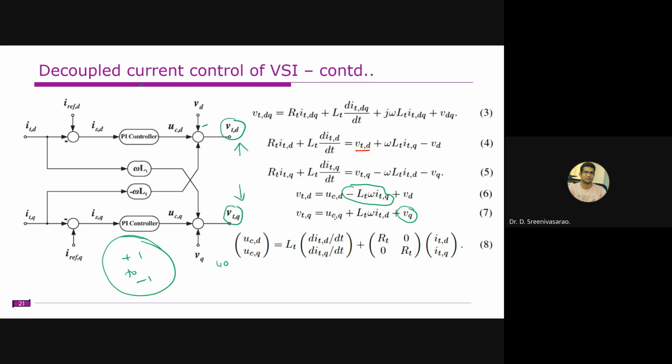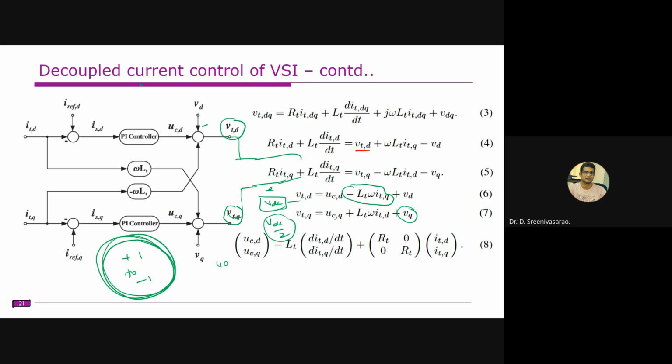But your carrier signals vary from +1 to -1, right? So it is not fair. Therefore, we will normalize this. For that, whatever we have obtained, we need to divide with VDC or VDC by 2.